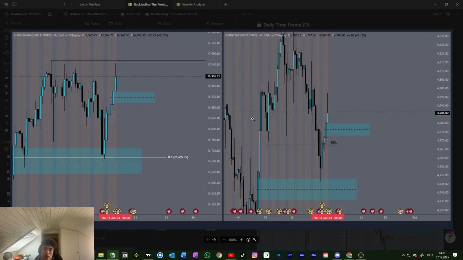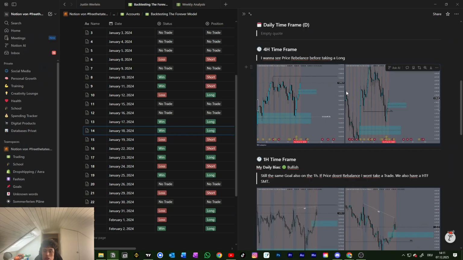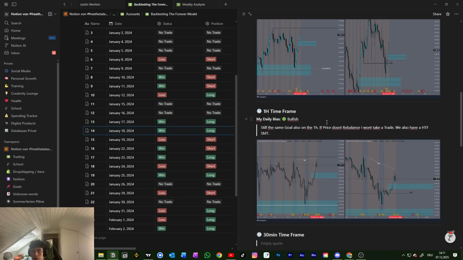Yeah. So we have the trade from yesterday. Consolidation, manipulation, distribution, all three phases, and we moved up. I expect the market to go even higher from there, and for this day I would be looking for a continuation trade, so a small retrace into a fair value gap, and then the continuation. And I probably was looking for the same thing here, still the same goal on the 1 hour. If price doesn't really balance, I won't take a trade.